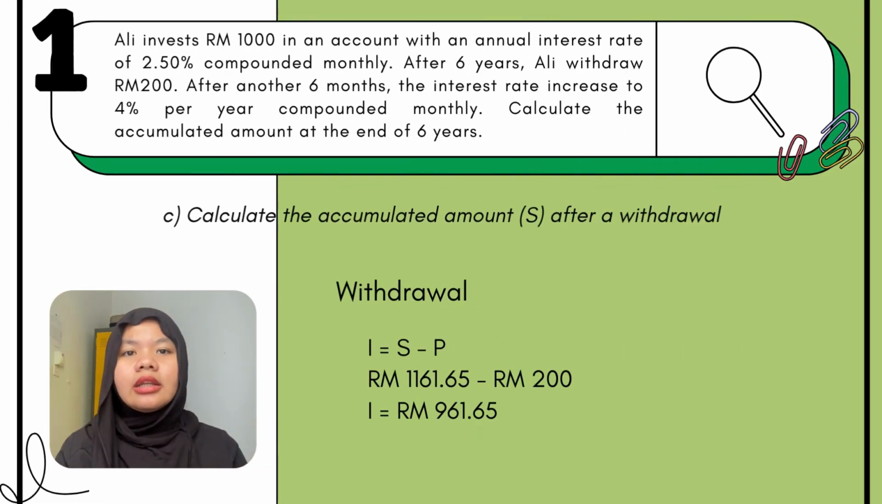C. Calculate the accumulated amount after a withdrawal. So based on the question, Ali withdrew 200 ringgit. So we use the formula S minus the withdrawal. 1,161 ringgit and 65 cents minus 200 ringgit. So the answer is 961 ringgit and 65 cents.